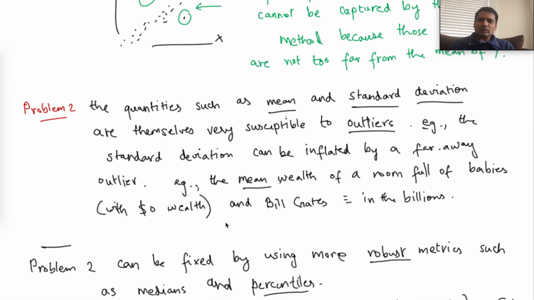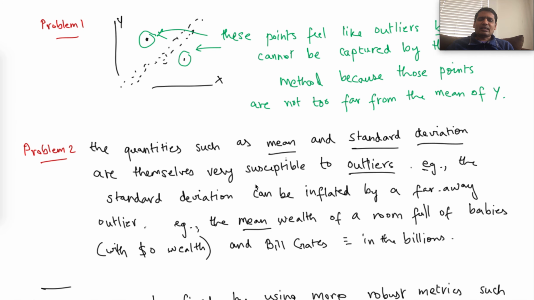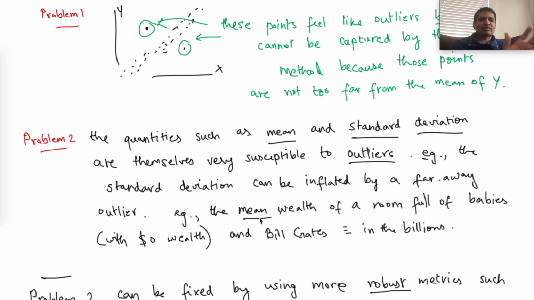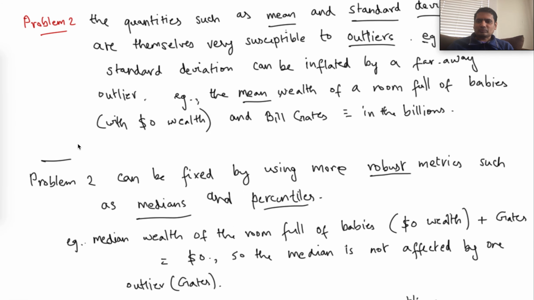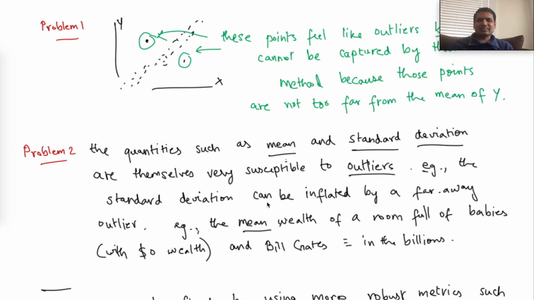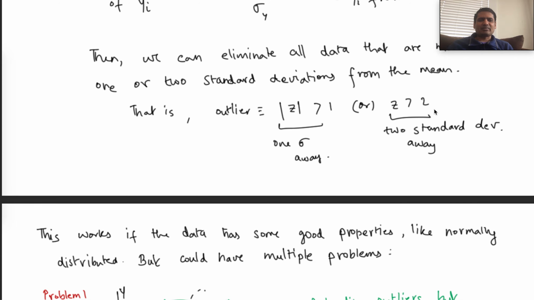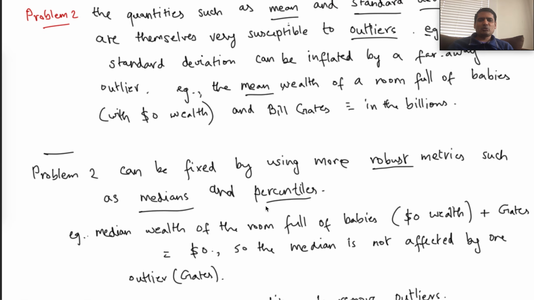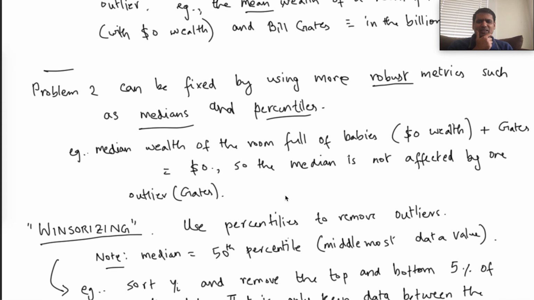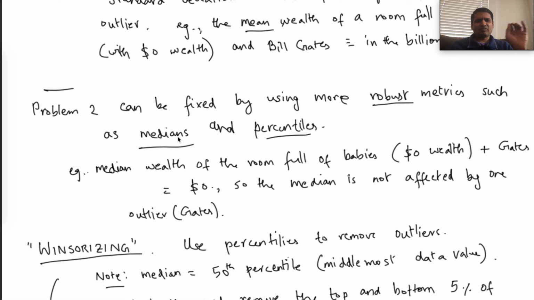You can actually fix this by using other quantities that are like the mean but are more robust to outliers. Okay, so this particular problem can be fixed by using medians and percentiles. So instead of the mean, you would use medians. And instead of saying 2 standard deviations away, 3 standard deviations away, or whatever, you would speak in terms of percentiles. Okay. So how does this work? What does a percentile mean? Well, the median is actually the 50th percentile.